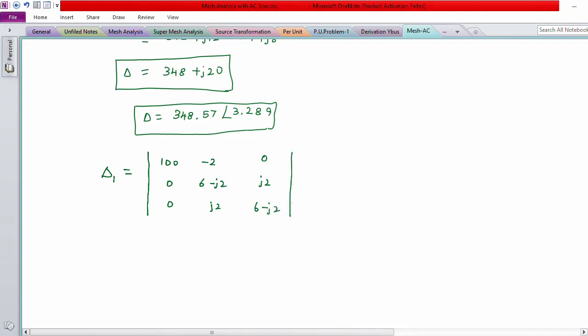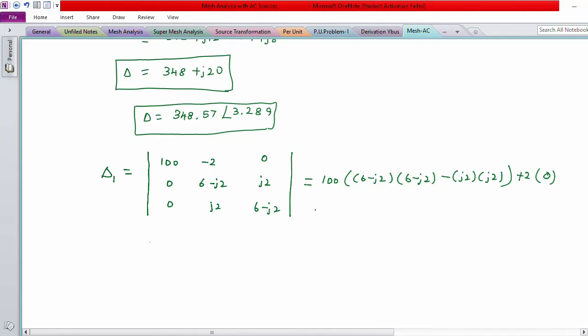Now we take the determinant value. We take 100 into, eliminating the first column and the first row, 6 minus J2 into 6 minus J2 minus J2 into J2. Minus into minus becomes plus. Then 2 into, the second column and first row are cancelled, and the remaining part, if you multiply that, also becomes 0.